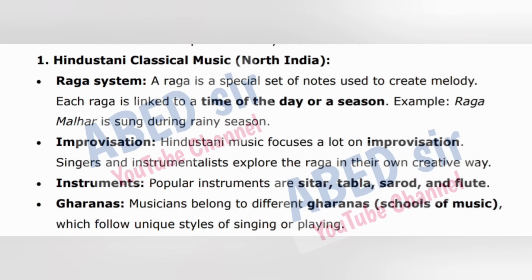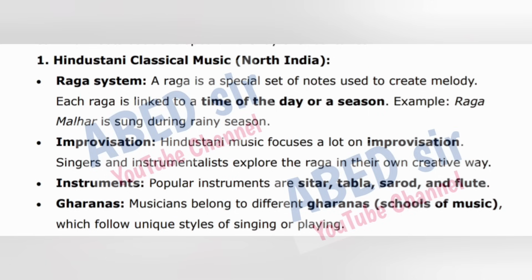1. Hindustani classical music, North India. Raga system. A raga is a special set of notes used to create melody. Each raga is linked to a time of the day or a season. Example: Raga Malhar is sung during rainy season.